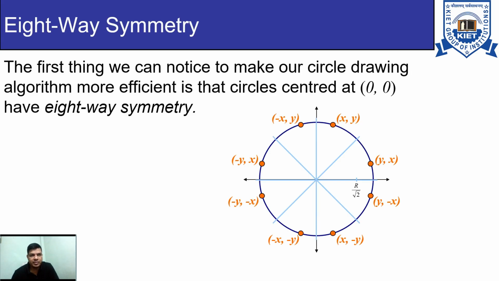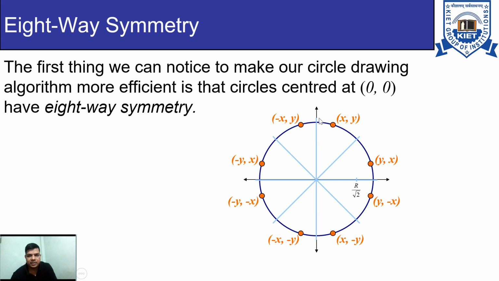Now the circle has a property called octant symmetry, which is also known as eight-way symmetry. That means the circle has 8 parts and we have to approximate only one part, and the rest of the 7 parts can be drawn by the concept of octant symmetry.